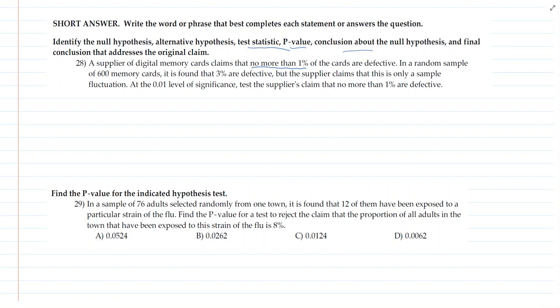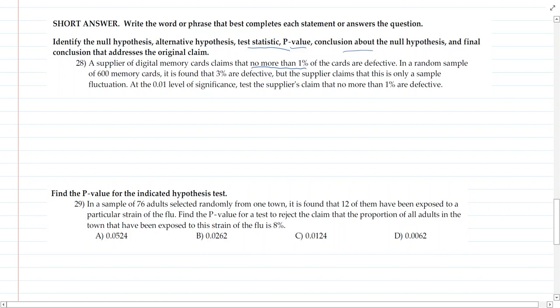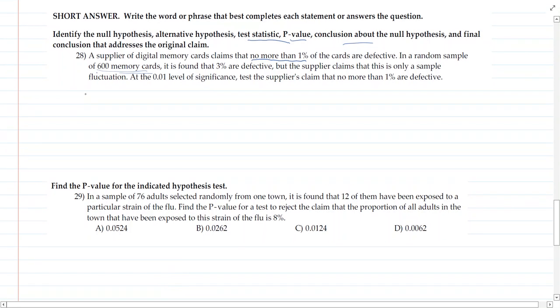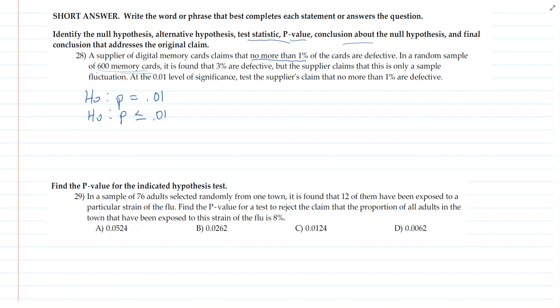No more than 1% of the cards are defective. In a random sample, 600 memory cards, that's the quantity. So we have our H0, it's a proportion because it's a percent: p equals 0.01. Our alternate hypothesis is p less than or equal to 0.01. No more than means it can be 1, but it can't be greater than 1. Does everybody understand that? Okay. So that's what we have right there.